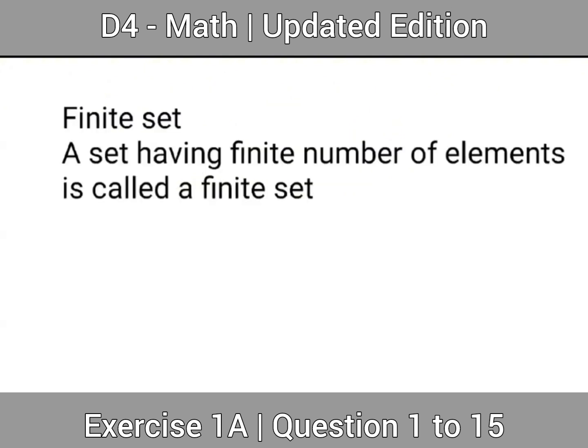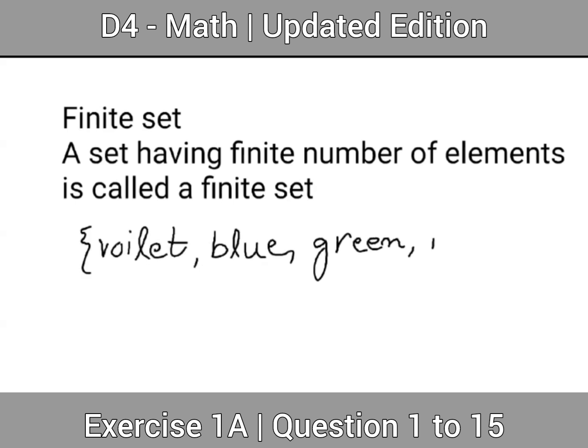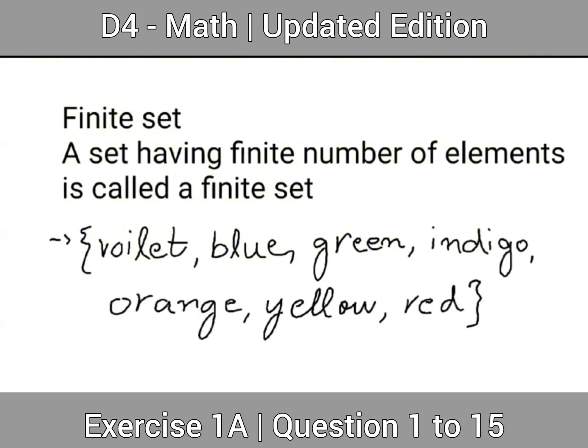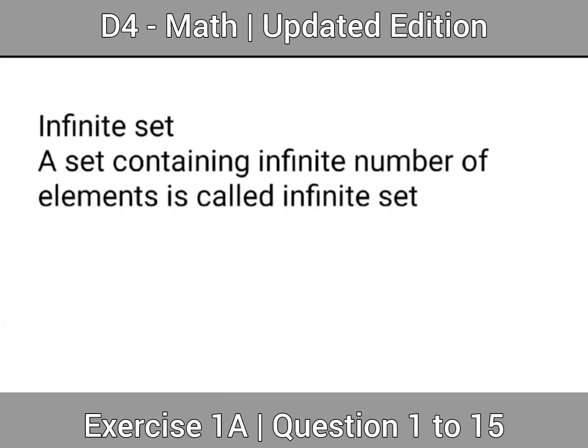What is a finite set? A set having a finite number of elements is called a finite set. Say we have a set of colors of the rainbow: violet, blue, green, indigo, orange, yellow, and red. The 7 days of a week is another example of a finite set. What is an infinite set? A set containing an infinite number of elements is called an infinite set. The set of natural numbers is an example of an infinite set because the elements in the natural numbers set are infinite.